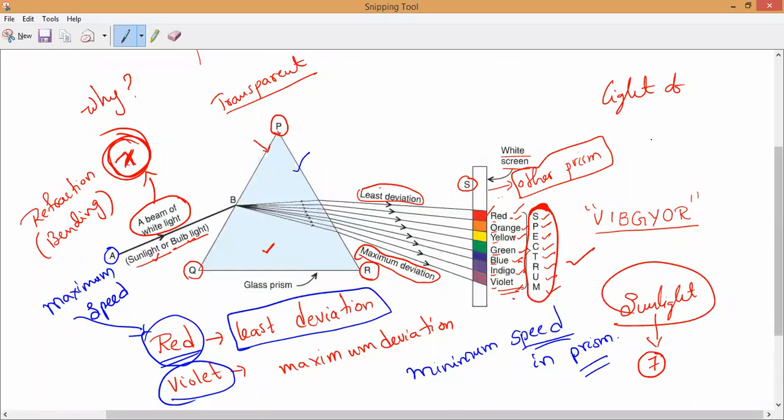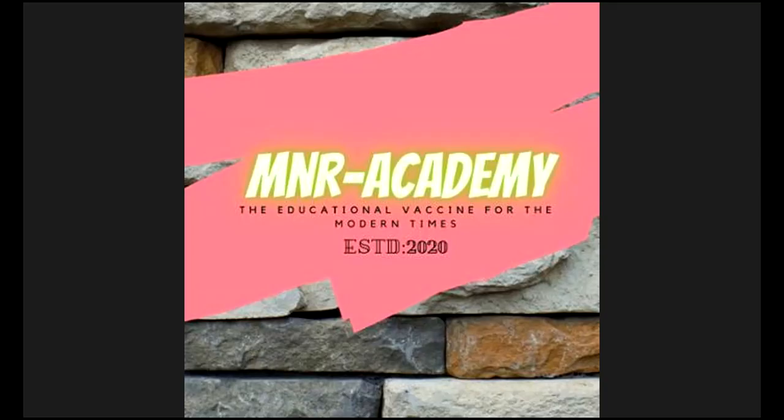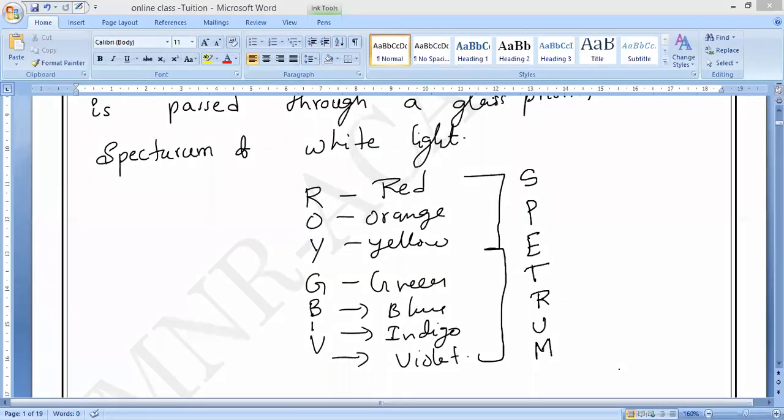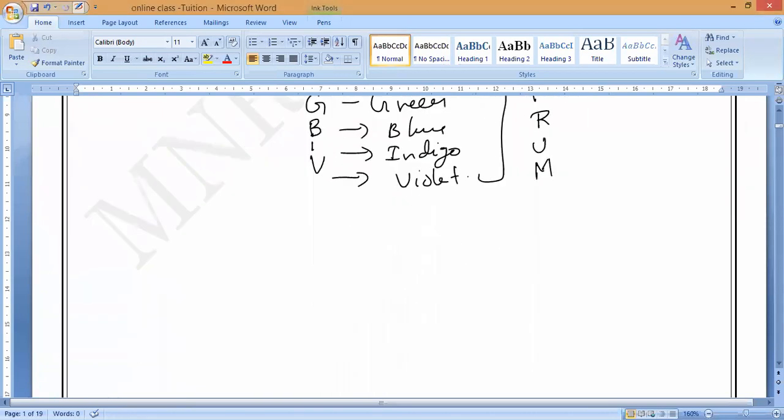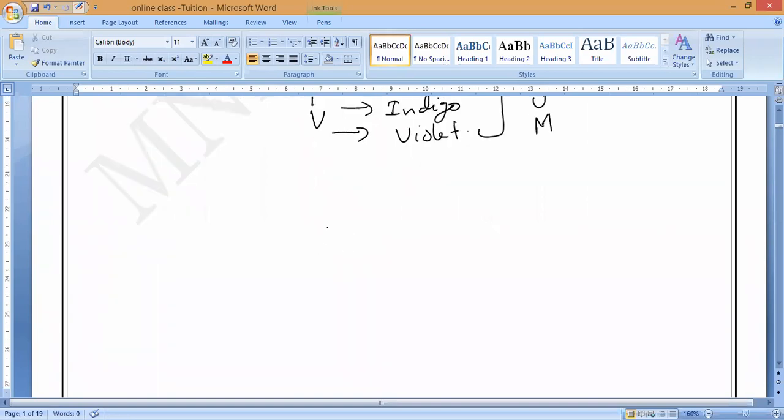Now first you write the definitions and you can go with the diagram later. Deviation increases, speed decreases. So now first write it. Maximum deviation will happen in violet, and it has minimum speed. We will write that now.